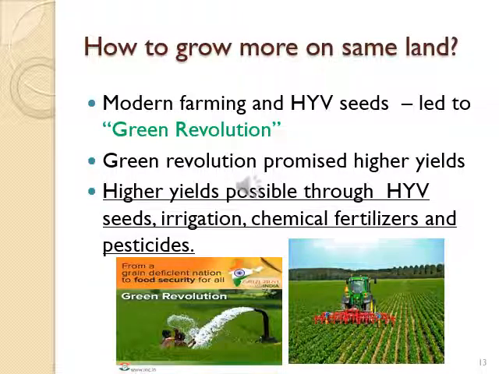But now the question should come to your mind, and everybody should think to himself, that definitely HYV seeds increased production. But do you think, with the overuse of pesticides, chemicals and fertilizers, the land will be able to sustain all those chemicals? Because land ultimately is a natural resource, and overuse of anything destroys the natural resource. So with that, we come to the next slide that talks about how the land will sustain. So let's have a look at it.